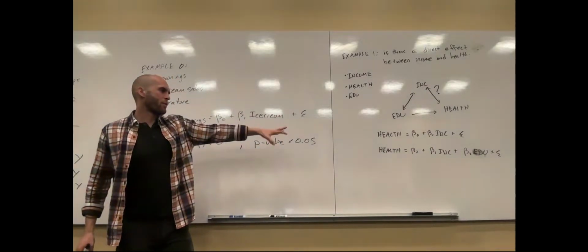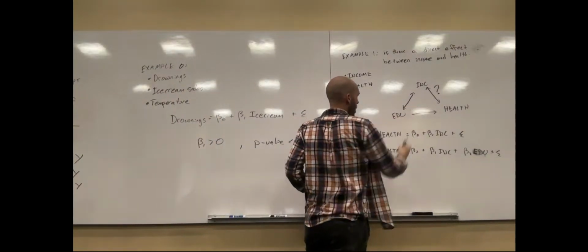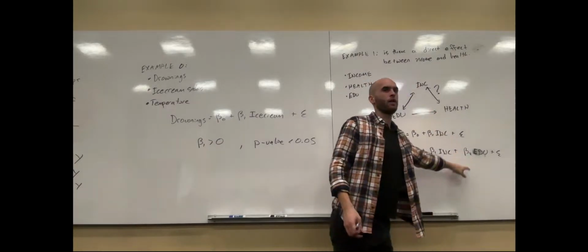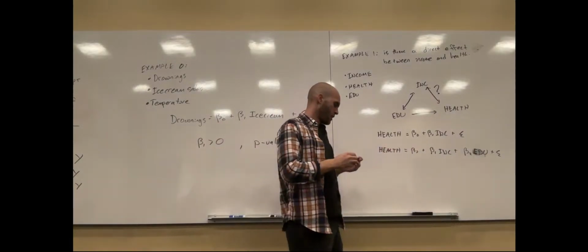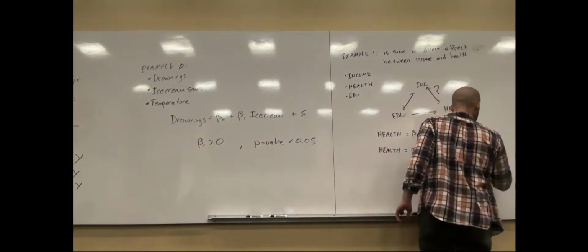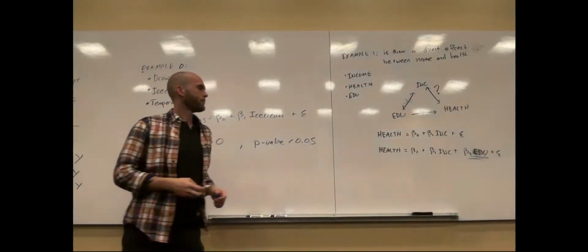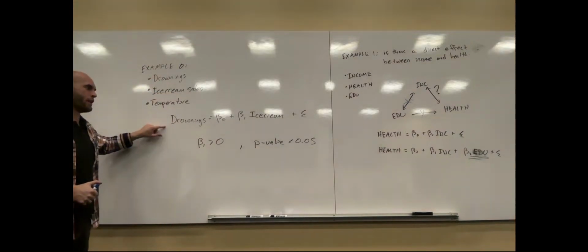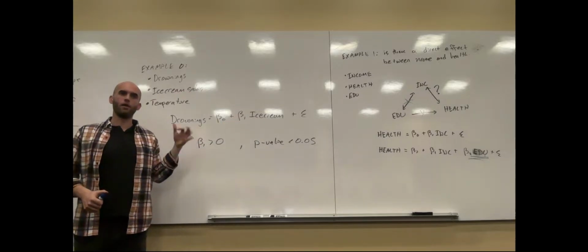And so what happens when we do this is we actually eliminate all of the indirect effect of income on health through education. This allows us to control just for the direct effect. So what this does is it knocks out that path. If we were to include summer in this regression, we would get no effect of ice cream consumption on drownings.